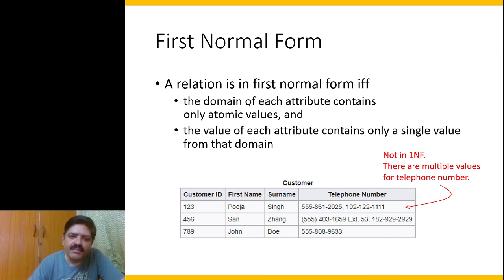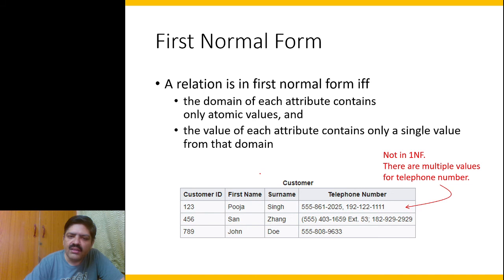So here is an example of first normal form. A relation is in first normal form if and only if the domain of each attribute contains only atomic values. Now look at this example. In this case, Pooja Singh has two phone numbers, and having two values in one attribute is something which we don't like, and this makes our life difficult when we do relational algebra queries.